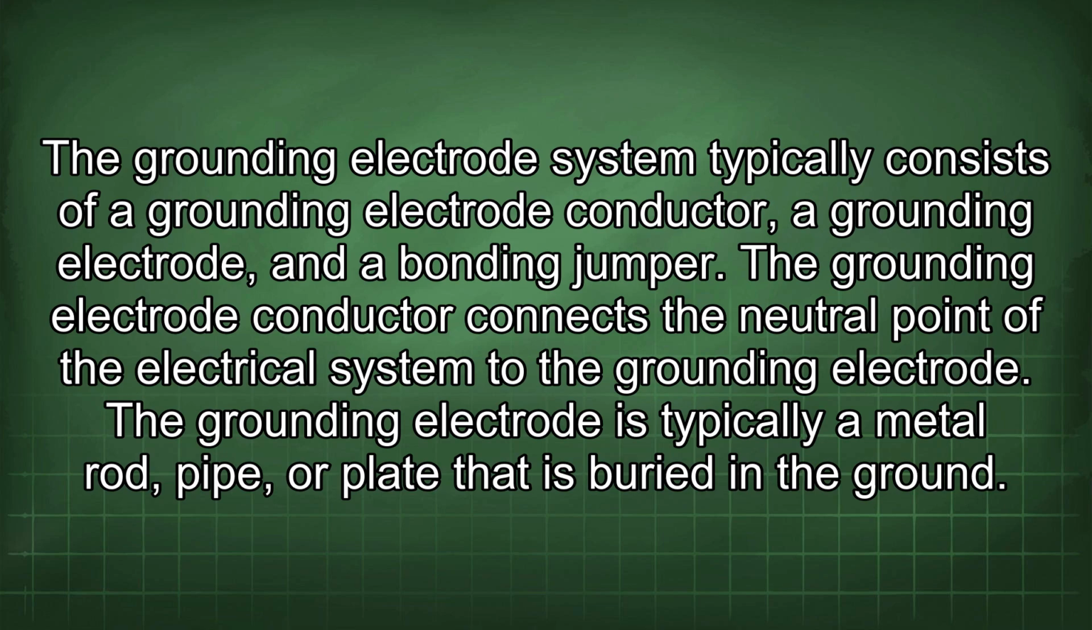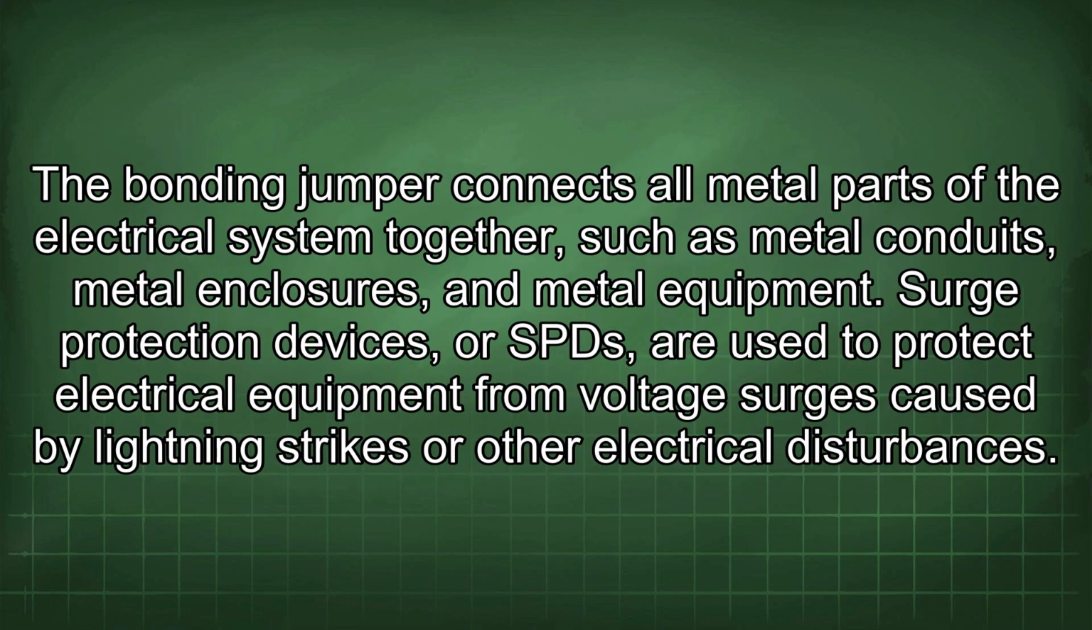The grounding electrode conductor connects the neutral point of the electrical system to the grounding electrode. The grounding electrode is typically a metal rod, pipe, or plate that is buried in the ground. The bonding jumper connects all metal parts of the electrical system together, such as metal conduits, metal enclosures, and metal equipment.